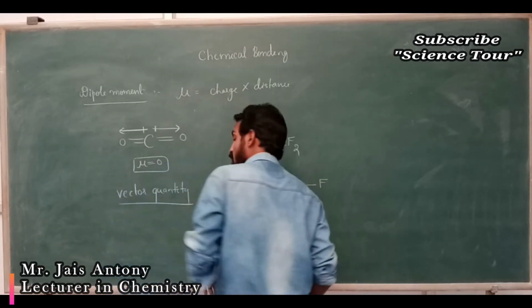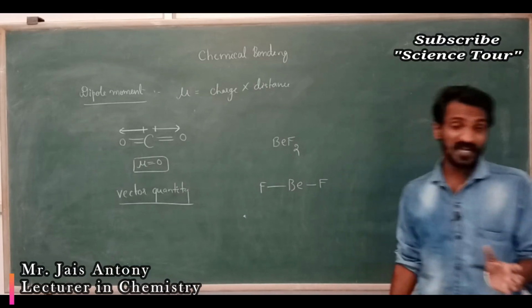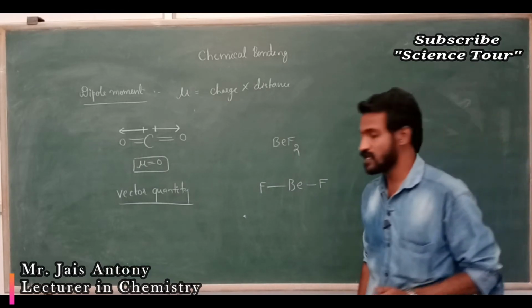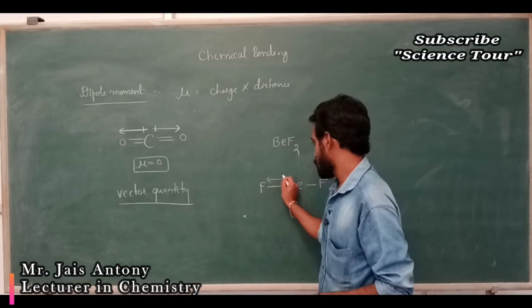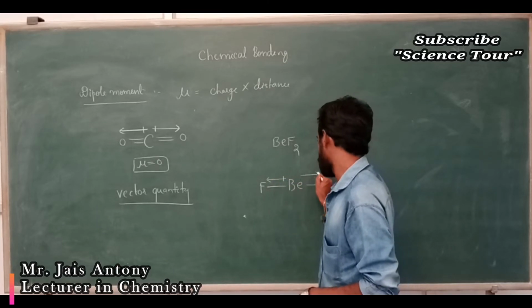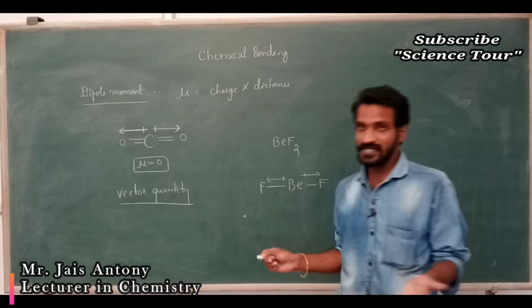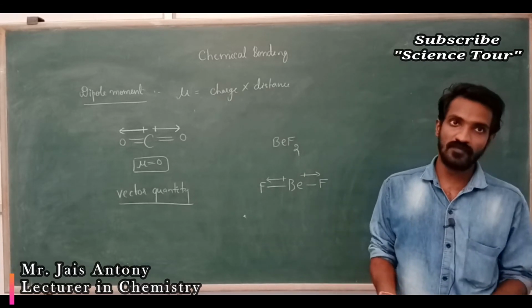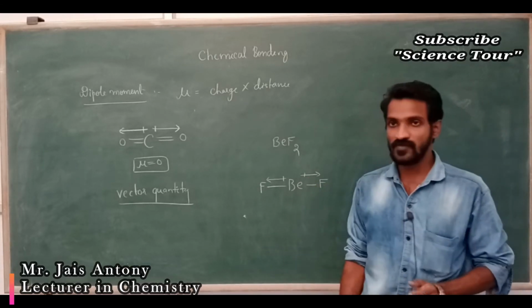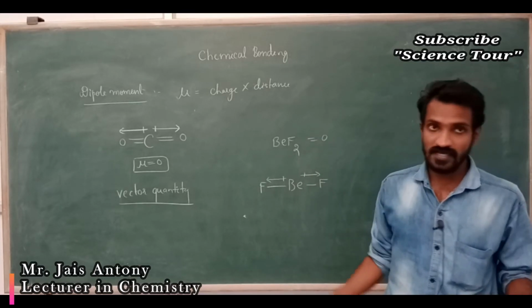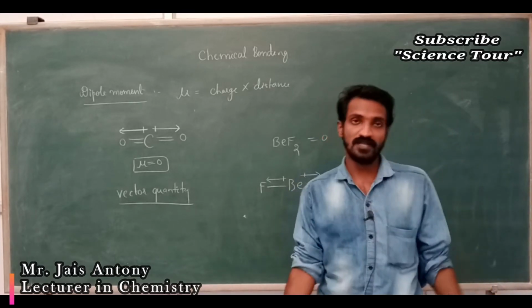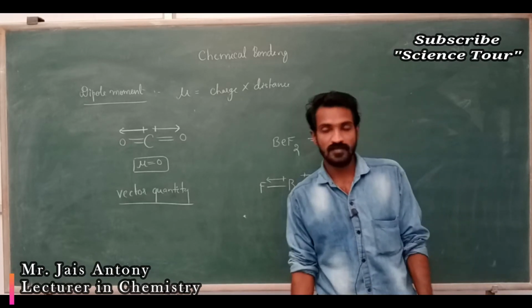Which one is more electronegative, my dear students? Fluorine is more electronegative compared to beryllium. So electron movement here to here takes place, and electron movement here to here takes place. So there is no net dipole moment, meaning the dipole moment of beryllium fluoride is equal to 0. Why? These two dipole moments cancel each other, the polarity cancels each other.